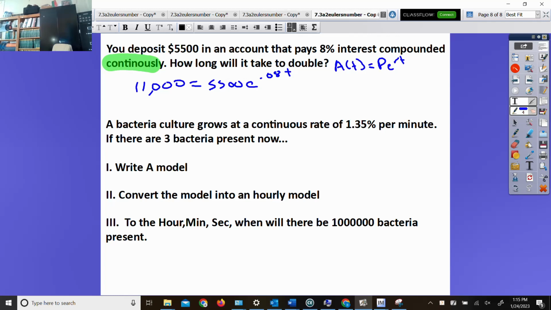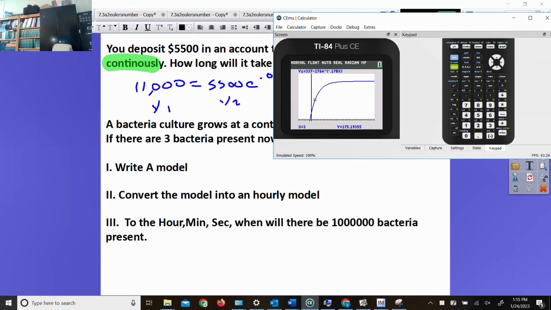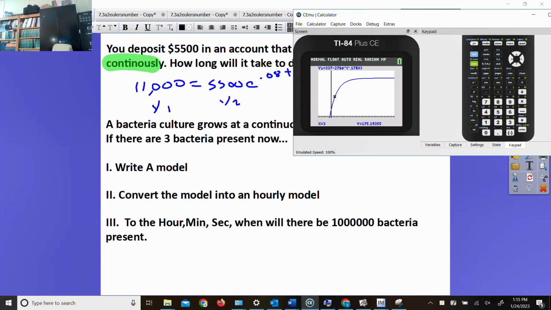All right? Where are you going to put that 11 grand? Y1. Where are you going to put the 5,500 e? Y2. You guys ought to be getting really comfortable with this by now. Sadly, Charlotte and her sister had never used a TI-84 before, so you're all new to this. I know that. I about screwed up. 11,000. Yeah, you'll need to go up a little bit.